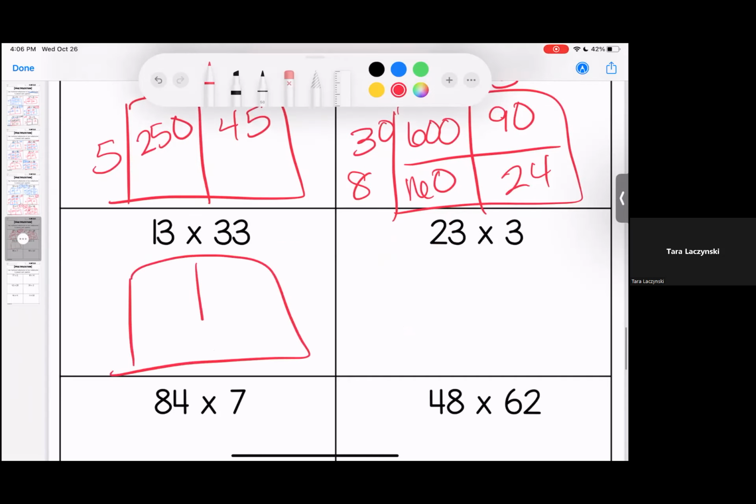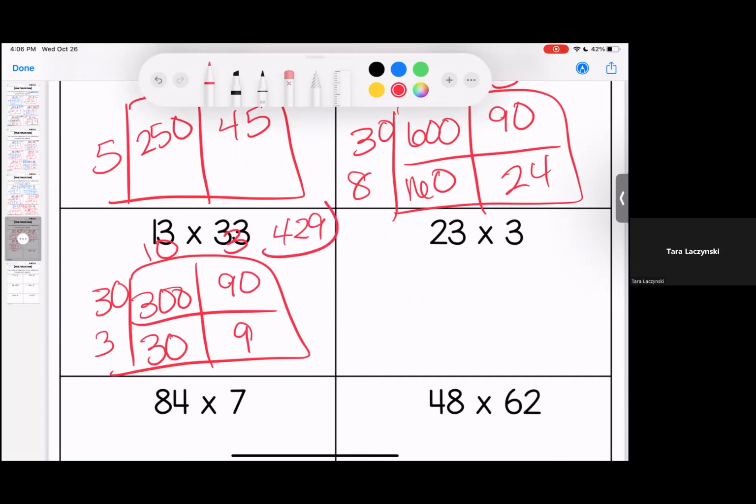13 and 33. The double threes are our friend because we have a lot of similar multipliers at that point. So 1 times 3 is 3 with 2 zeros. 3 times 3 is 9 with 1 zero. 3 times 1 is 3 with 1 zero. 3 times 3 is 9, all in that same family. If we add these all up, we get 429.